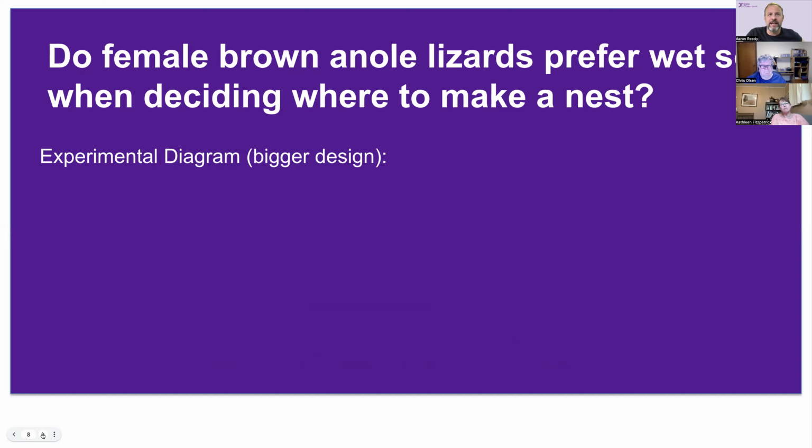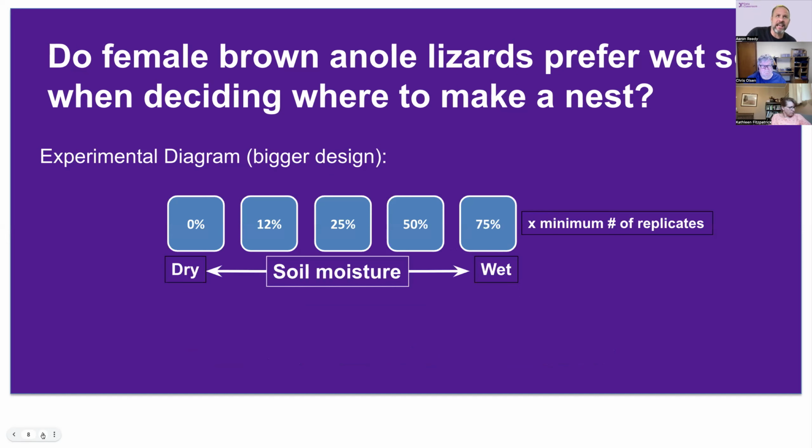To show how you could make this into a bigger design, right? Same question of, do female brown anole lizards prefer wet soil when deciding where to make a nest? But we could scale this up, and we could present our female lizards with 5 different choices of moisture. You can see it ranging there from 0 to 75. And this was an experiment I did with my students in our classroom in Chicago back in 2010. So it's been a while, but you can see here you could present a female with five different choices.